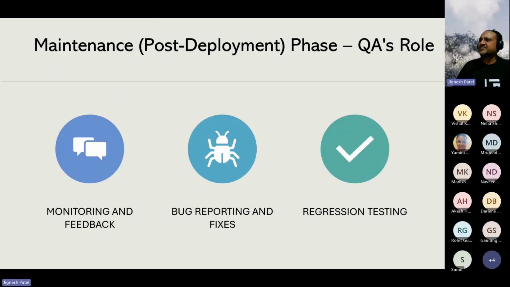Last phase comes, which is a maintenance or post deployment phase. What is QA's role here? So our role is to monitor the system and take the feedback from the client. If they find something fishy in the system, we'll discuss over the call. If they find it is a bug, we'll report that bug in the test management tool, and we'll try to reproduce that bug, and we'll solve that bug based on how critical it is.